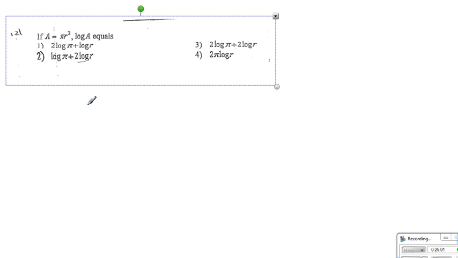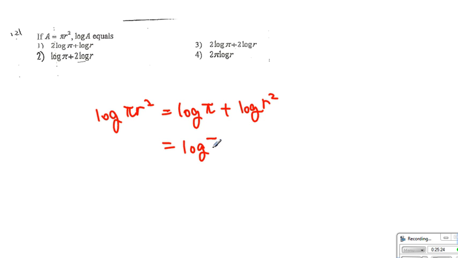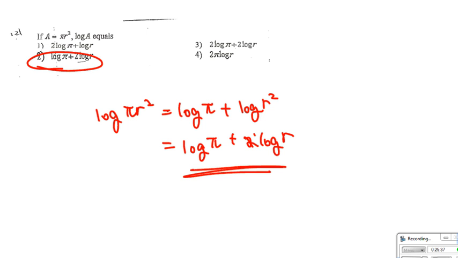Now log A, that means simply we have to log the other side also, then we end up getting log of pi r squared. Now notice the square is only on r, not on pi, so this in fact becomes log of pi plus log of r squared. But as we mentioned earlier, log of pi stays as log of pi, and then 2 comes out, 2 log of r. Alright, then we end up getting choice number 2 becomes our answer.